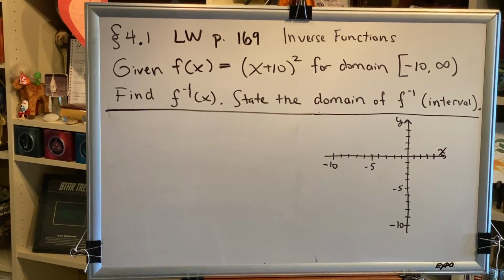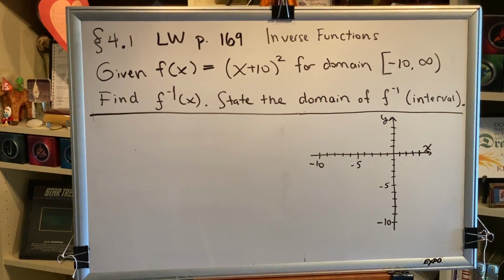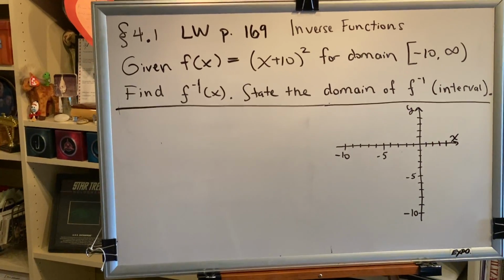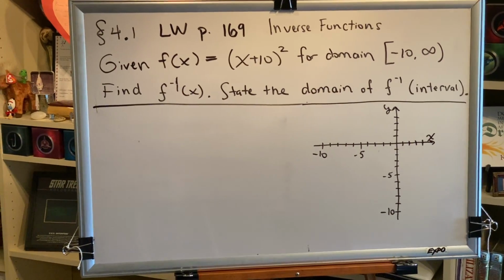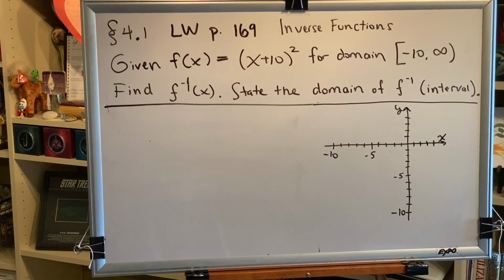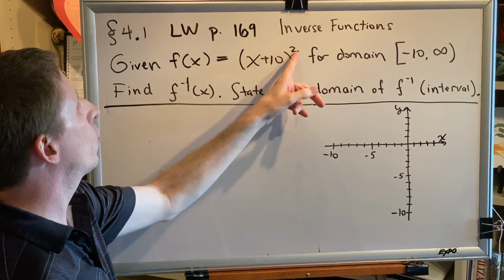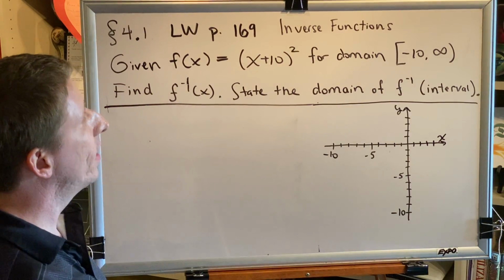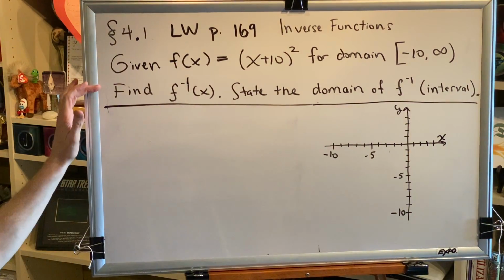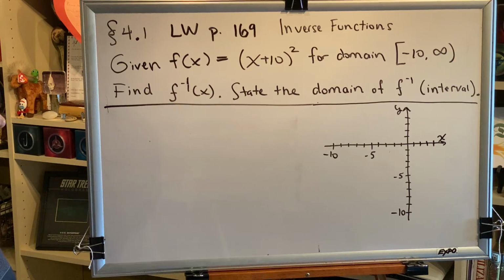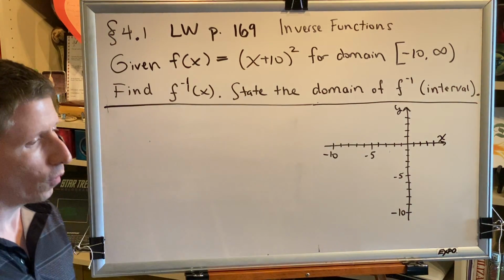All right, we're ready to do the last problem from Learning Workbook, page 169. It says, given f of x equals the sum x plus 10 squared for the domain bracket negative 10 comma infinity, find f inverse of x. State the domain of f inverse as an interval.